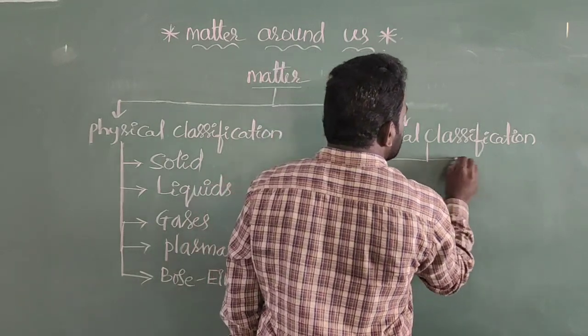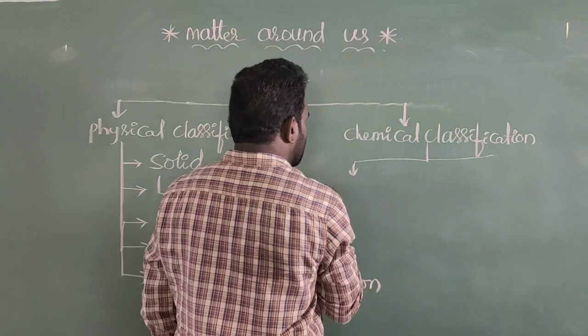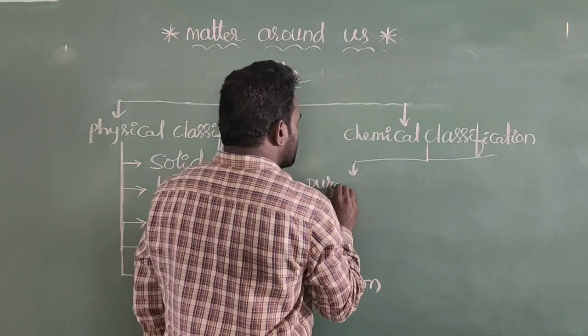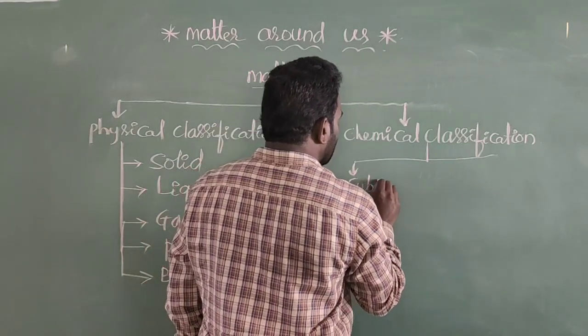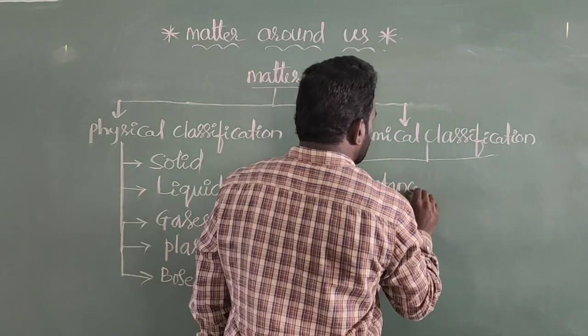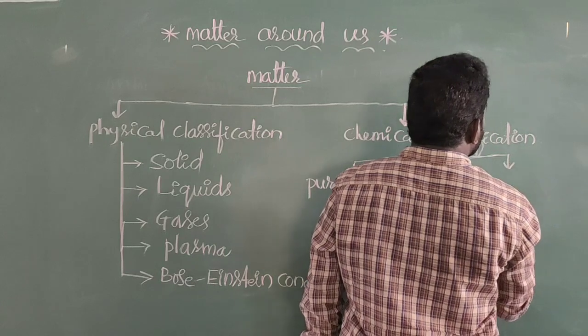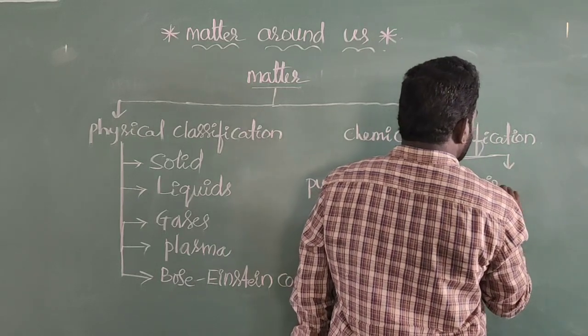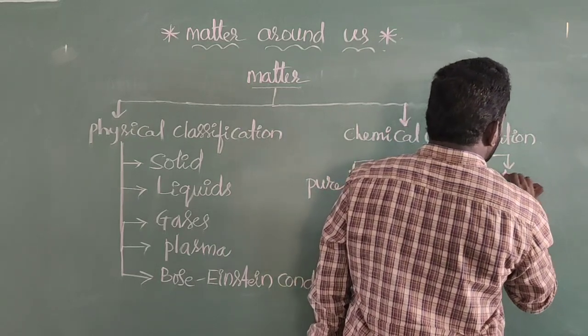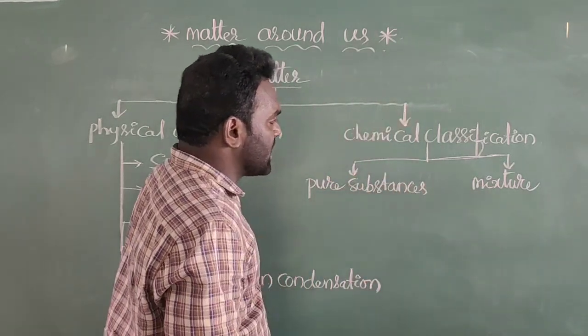And at the same time, the chemical classification is also classified into two types. One is called pure substances, and the second is called mixtures.